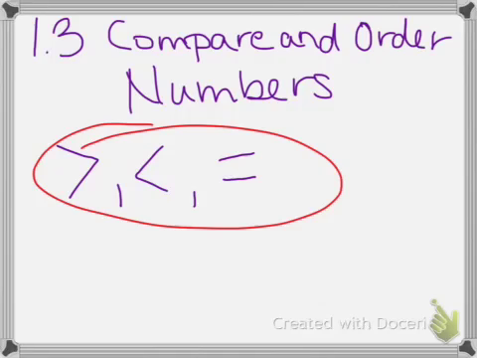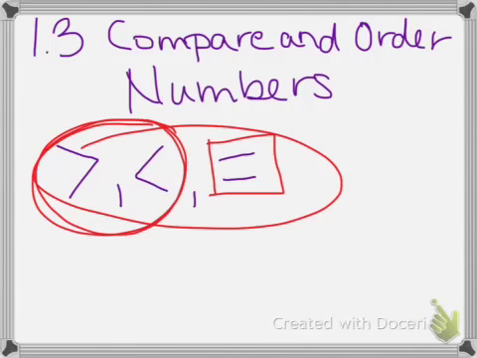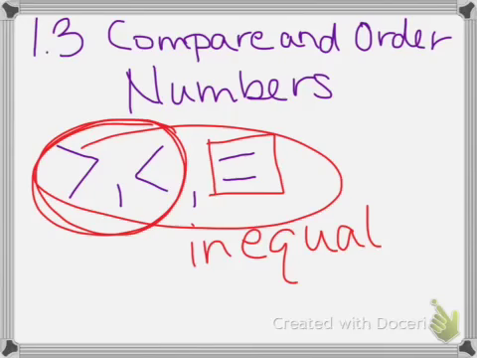Most students can recognize that this symbol here is the equal sign. What if you're comparing two numbers that are not equal? You will use what we call the inequality or not equal signs. Now, students in the past have known these to be called alligators, because they kind of do look like alligators.